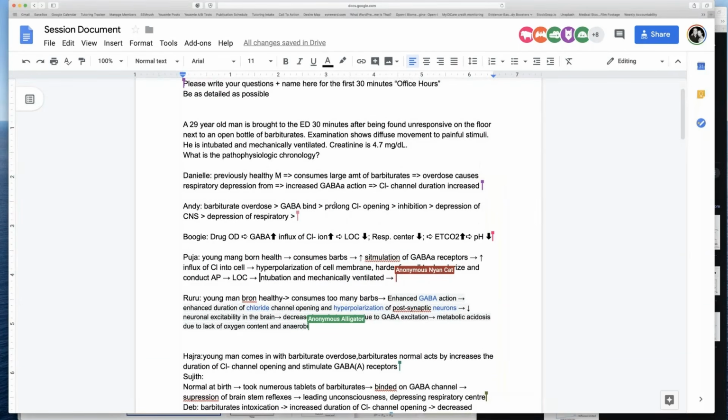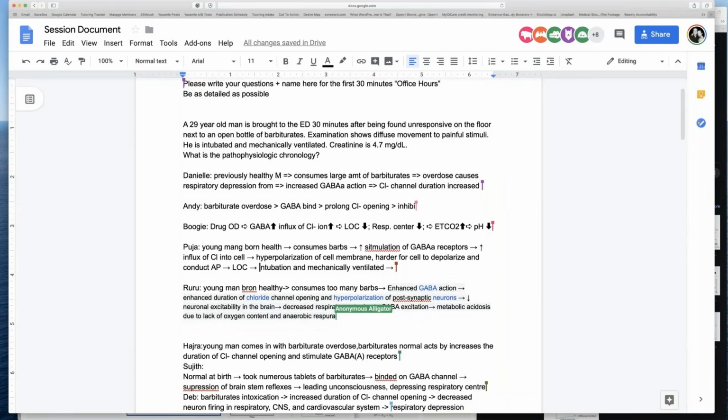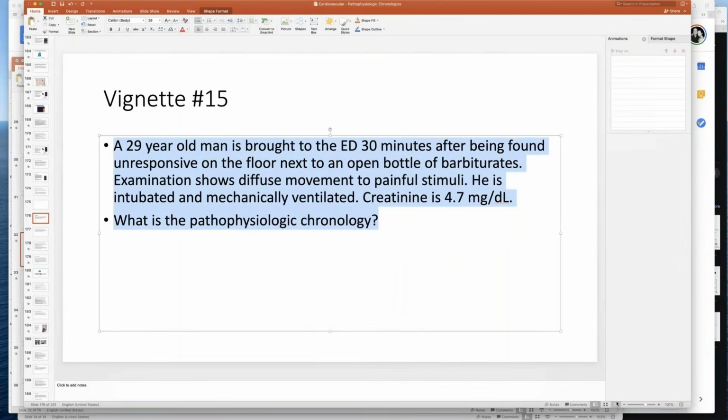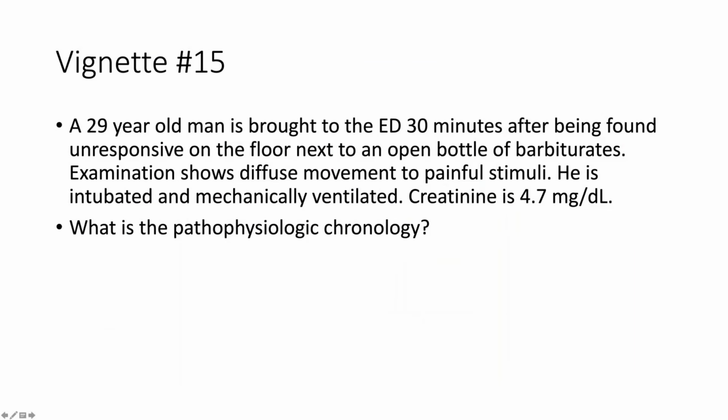So I am going to show you, because this is surprisingly a pretty common question that you're going to see on either Step 1 or Step 2 or shelf exams. So I'm going to walk through exactly why. And we're going to start with the summary.